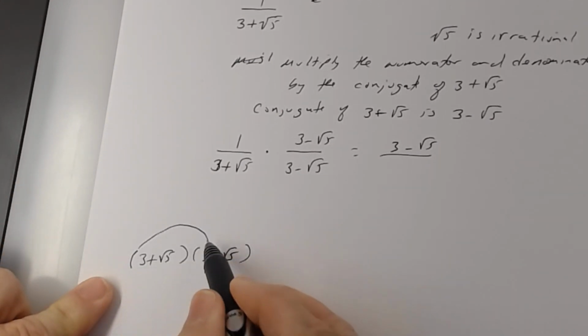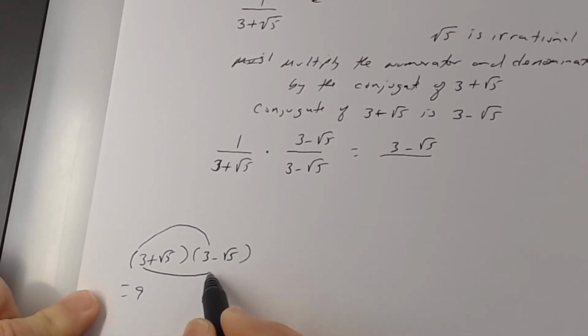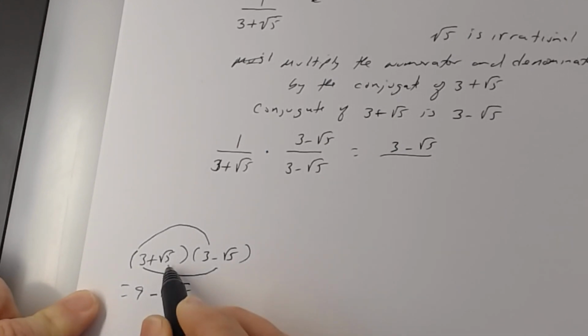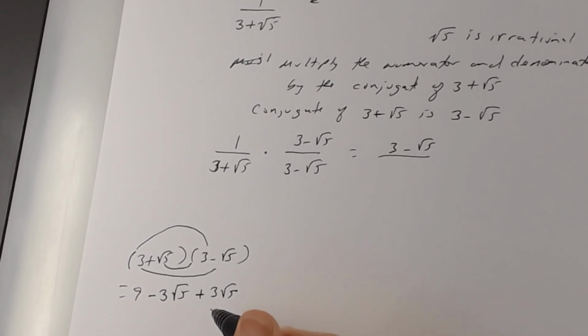What's 3 times 3? 9. What's the outer? Negative 3 square root of 5. What's the inner? Positive 3 square root of 5, right? What's going to happen is, if you notice at this point, and I'm not done, what do you notice to be the outer and the inner? They cancel out. And they cancel out because those are conjugates. So when you multiply 2 irrational numbers that are conjugates, the outer and the inner will cancel out.